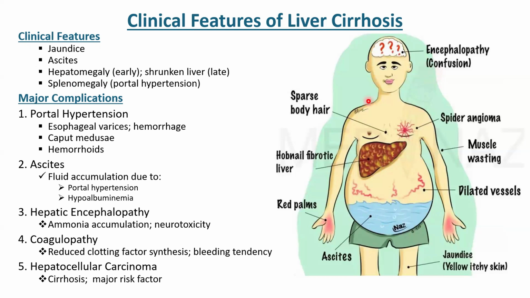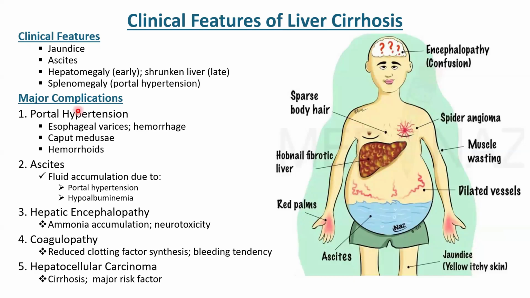So what are some of the complications of this liver cirrhosis? You can have encephalopathies, sparse body hair, and spider-like features that will appear on the skin, the spider angiomas. There is muscle wasting, that is, the muscles undergo atrophy. Dilated umbilical veins, as you can see here. Then there is ascites, palms, and jaundice, that is yellowish skin, as you can see. So those are some of the features that present there.